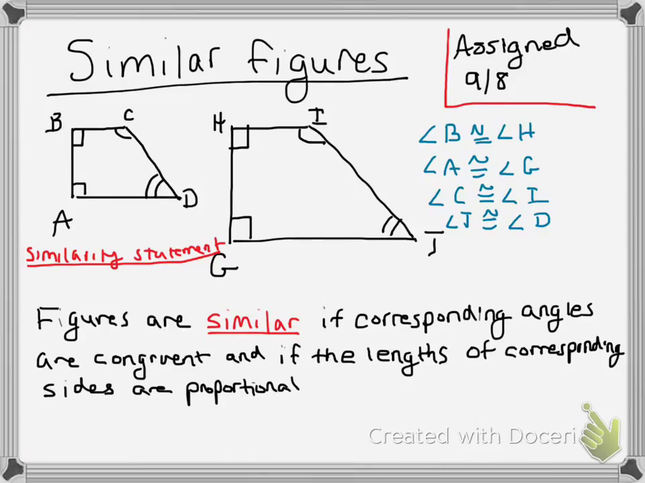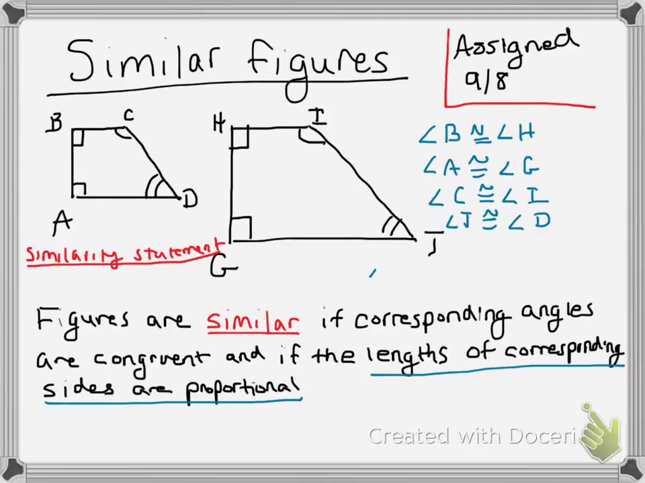They cannot be. All right, so let's talk about the second half of this definition where it says the lengths of corresponding sides are proportional. Think about proportions. That means that if you were to take one side and divide it by the corresponding side, you would get the same number. I'm going to give you a number example in a minute.